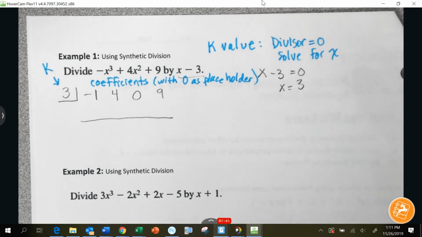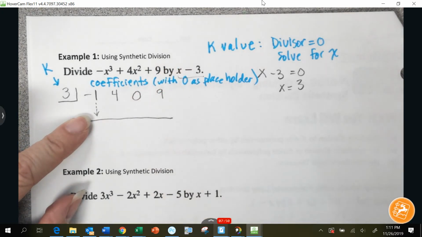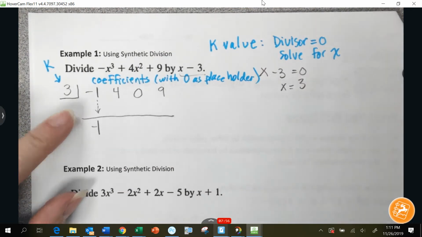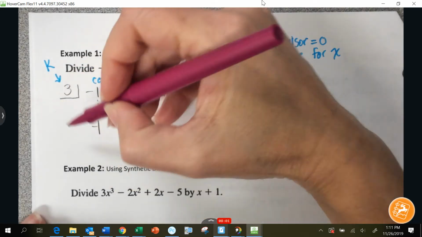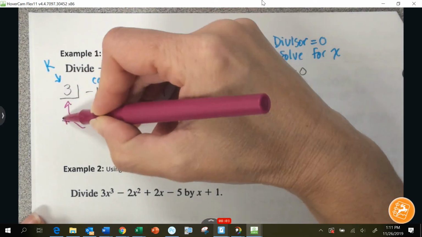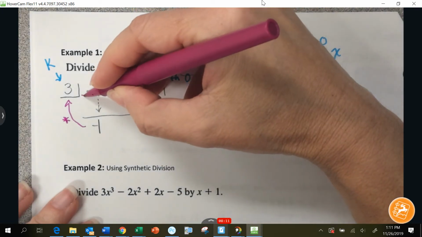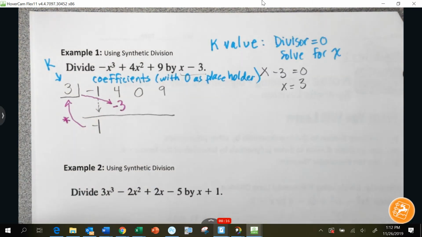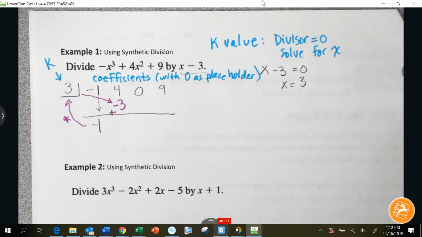Now this is synthetic division. We're going to first always bring down whatever the first number is. Bring it down. Then we multiply that number times 3. So what's negative 1 times 3? Okay. So that's going to go underneath the 4. And then after we do that, add the 4 plus negative 3. What's 4 plus negative 3?